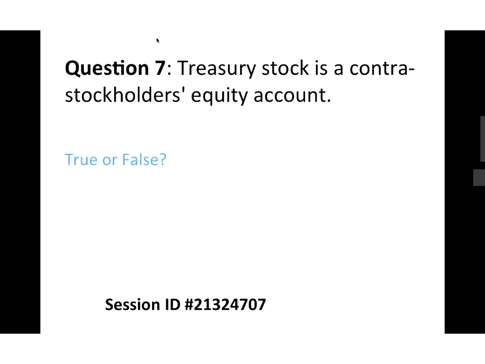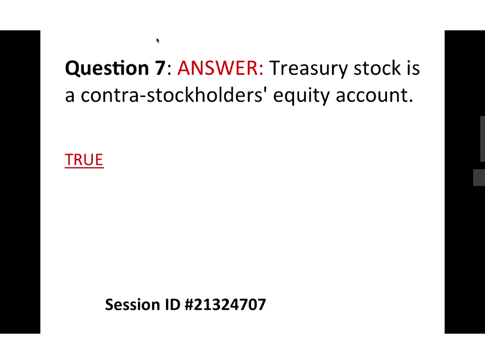Treasury stock is a company's own stock that it has purchased back. Perhaps it's purchasing back its stock to increase its earnings per share, or to have stock to give employees as part of a performance incentive. For whatever reason, it's buying its own stock back. When a company buys its own stock back, it reduces stockholders' equity. It offsets stockholders' equity. So treasury stock is indeed a contra stockholders' equity account.